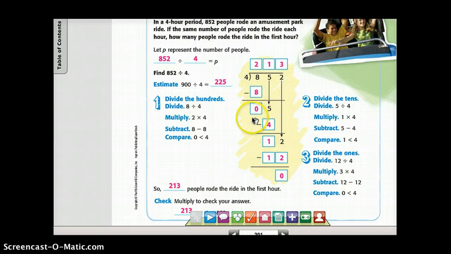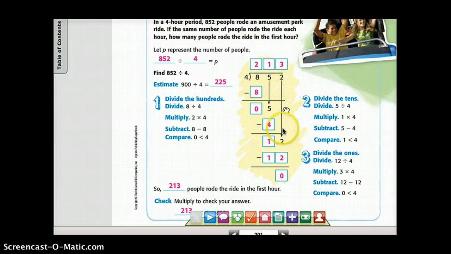Okay, so once we do that, we compare the 0. Okay, that's less than 4, so I have to bring down our 5. Now we're looking, how many times does 4 go into 5? 1 time. So we're dividing the tens place. That's what that second step is. 4 times 1 is 4. Subtract. 5 minus 4 is 1. Is 1 less than 4? Our check or compare step?